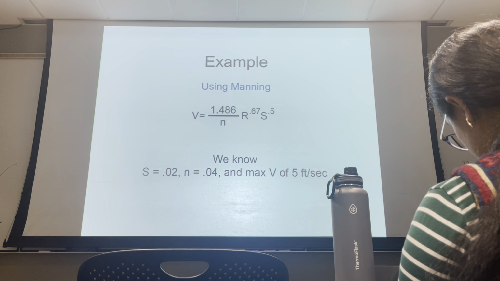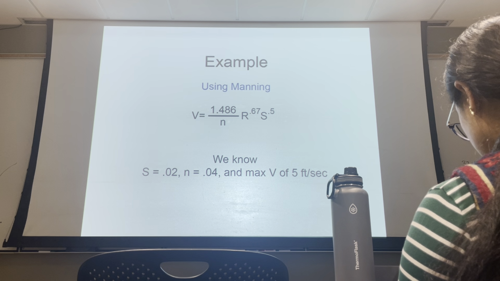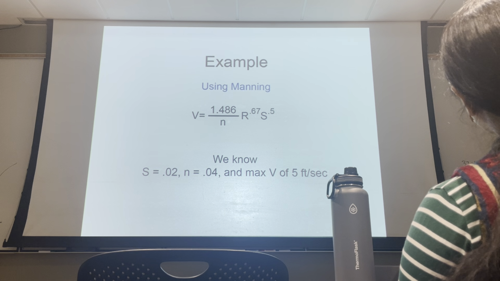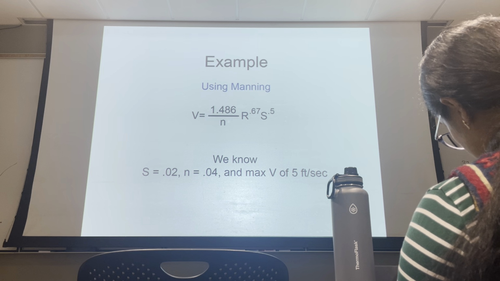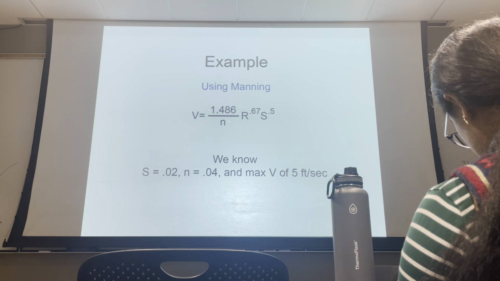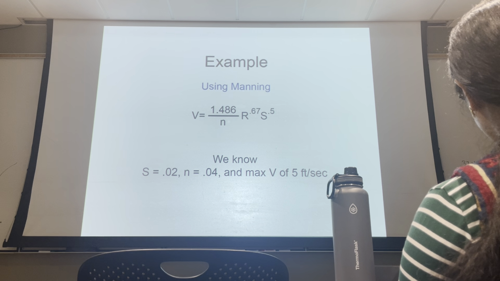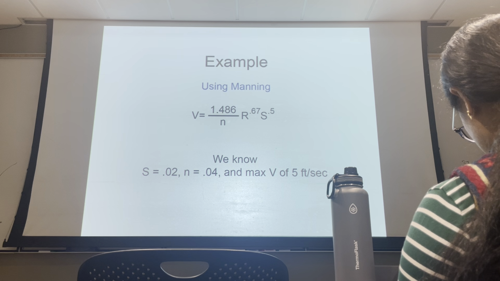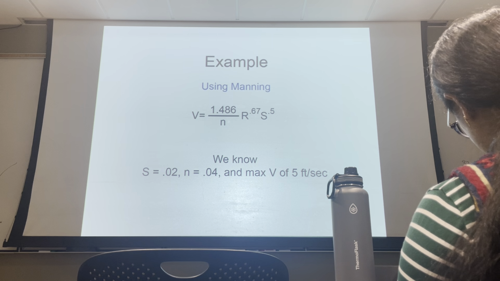Is it allowed? Based on the Manning formula, the swale that we designed is moving water at 4.47 feet per second. Remember, our grassy swale maxes out at 5. So our swale design checks out. We can use it.